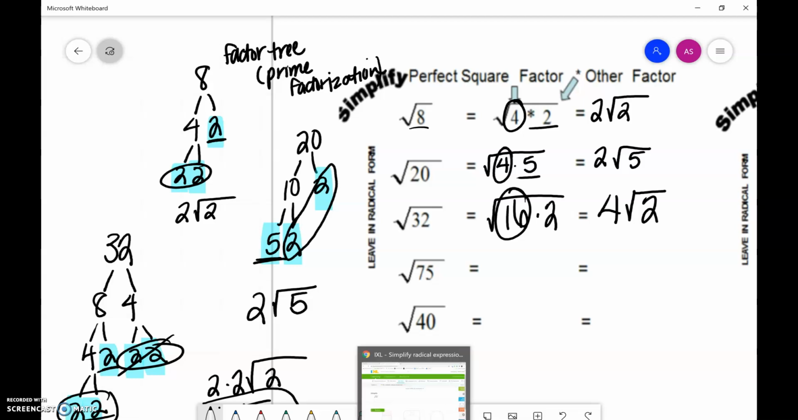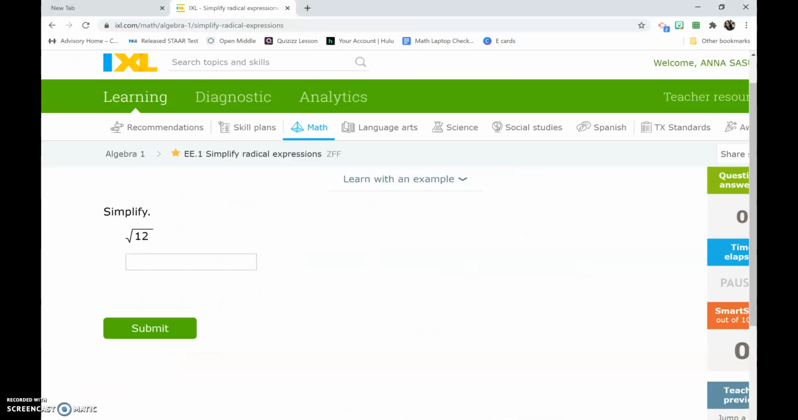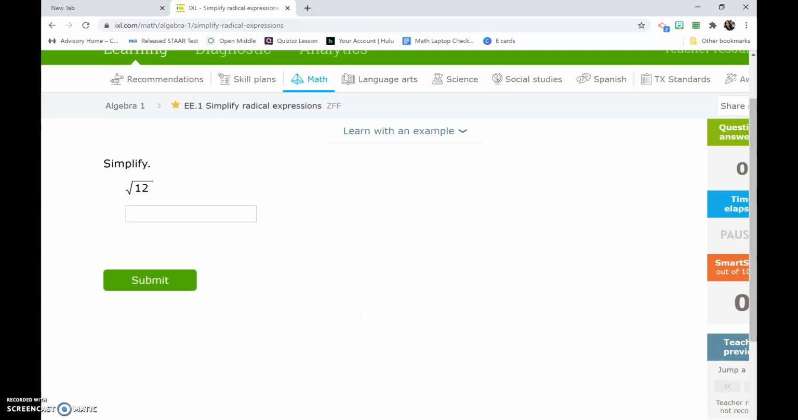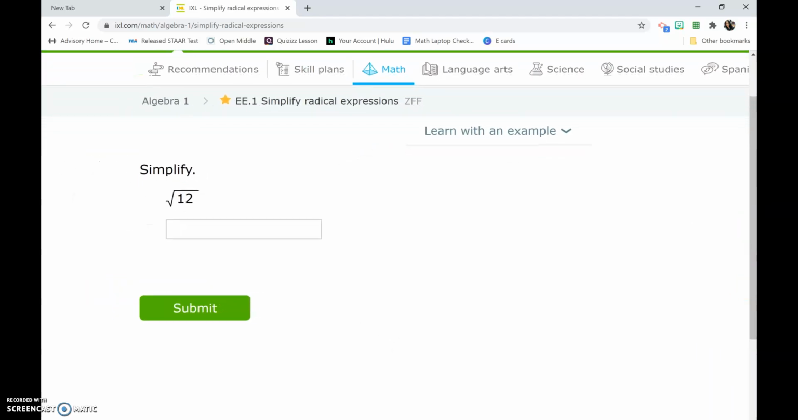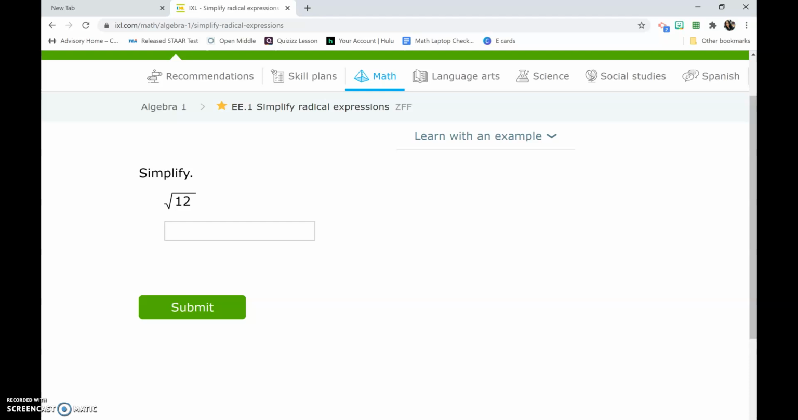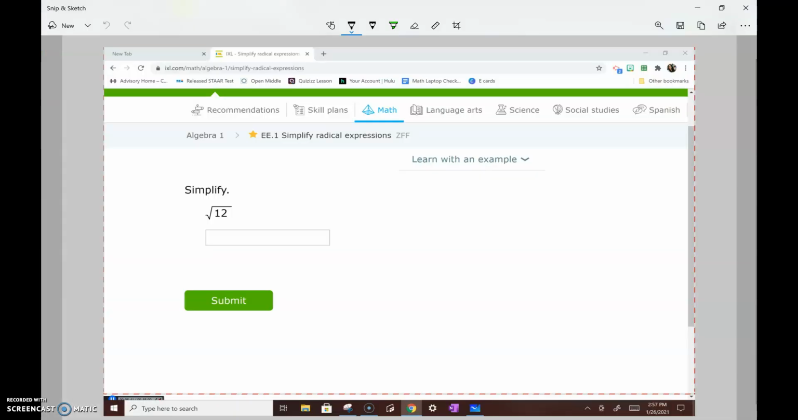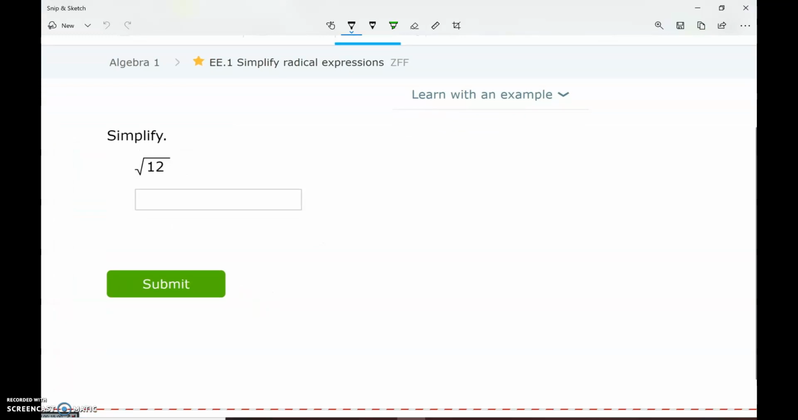I'm going to go ahead and go to IXL so we can get right into it and nobody's confused. I'm going to do just a few examples. So this one gave me the square root of 12. So I'm going to do it way number 1. I can rewrite this as 4 times 3. 4 is my perfect square, so the square root of 4 is 2. And I can't do anything with the 3, so the 3 is going to stay there. So my answer is 2 square root 3.